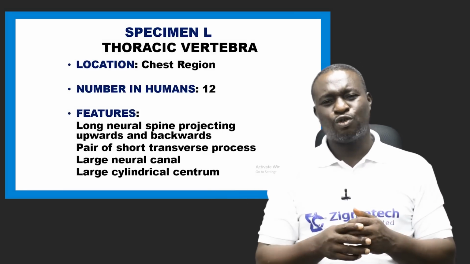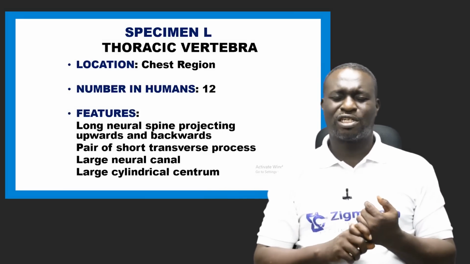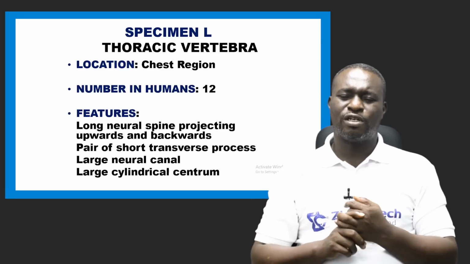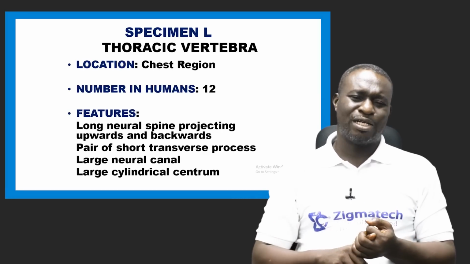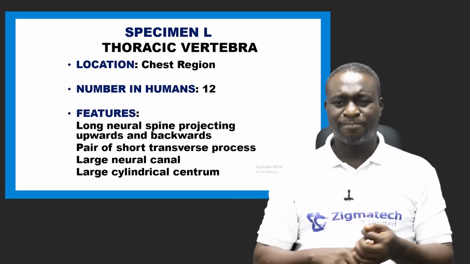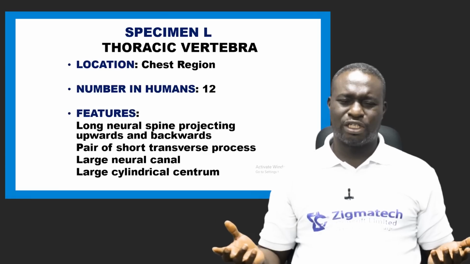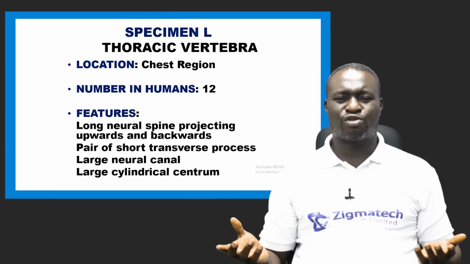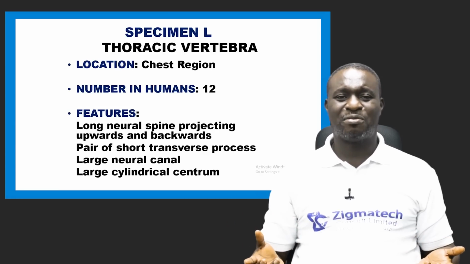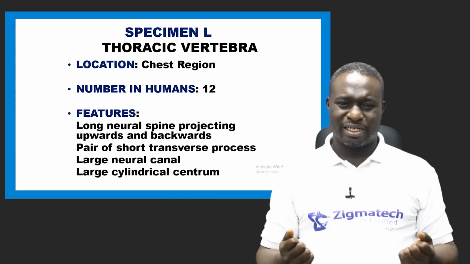I'm going to be telling you the functions of the transverse process. We're also going to look at the functions of the neural spine. We're also going to look at the functions of the neural canal, all right? So please take note, the side bone projections are the transverse processes. In the thoracic vertebra, they are shortened, they are short.